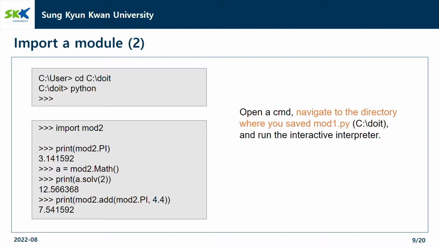Open a CMD, navigate to the directory where you saved the file, and run the interactive interpreter. As you can see in the example above, you can use the value of the PI variable in the mod2 file by typing it like mod2.PI. The Math class and add function in the mod2 file can also be used, of course. To use a class in a module, you must first enter the module name in front of the class name with a dot operator.